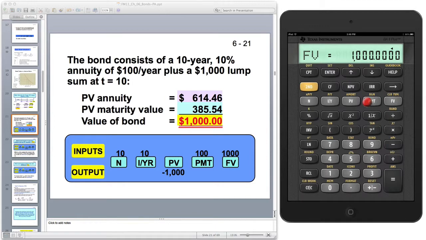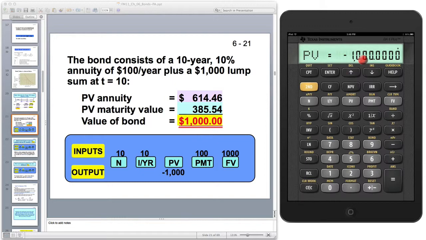So now we have 4 out of the 5 unknowns in there, and you want to compute the PV. So you hit compute and PV, not PV and compute. First compute and then PV. So compute PV, and that gives you minus 1,000. The minus is actually not a bad thing. Minus means the cash flow is negative. That means the cash goes away from you. Think of it like that.